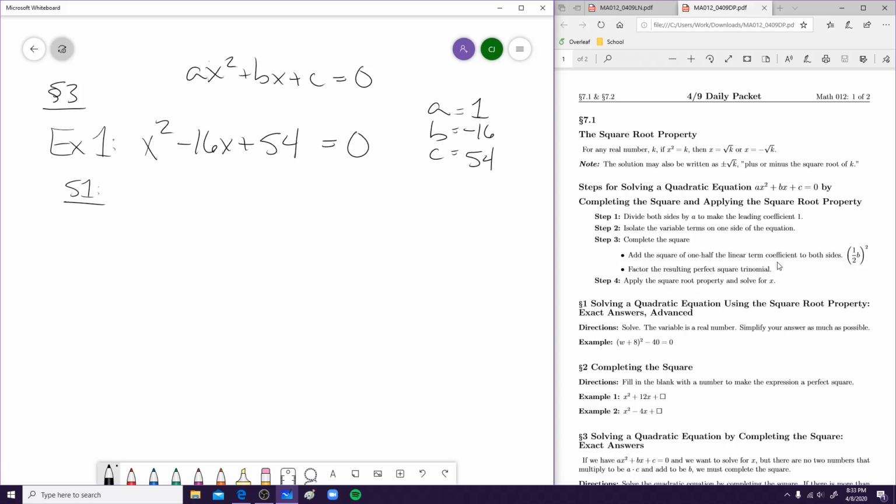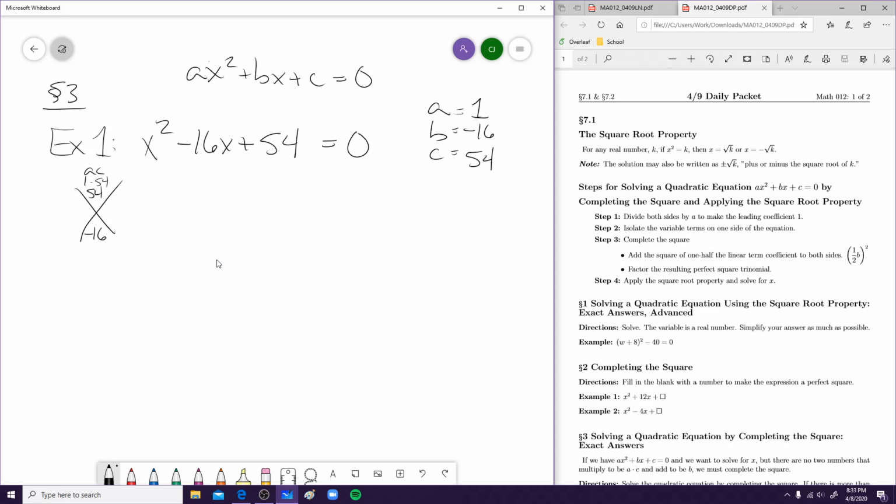The first step, we want to divide both sides by a to make the leading coefficient 1. Actually, sorry guys. Let's talk about how I know to use completing the square. The very first thing, before we do any of these steps, is we always want to see, are there two numbers that multiply to be 54 and add to be negative 16, right?